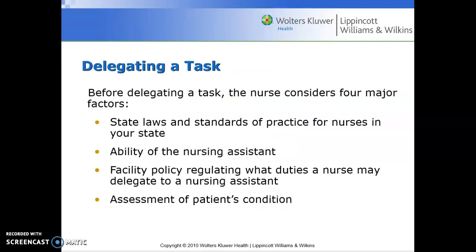Before delegating any task, that nurse should consider the 4 major factors. We need to look at the state laws and standards of practice for nurses in your state. We need to look at the ability of the nursing assistant. We need to follow facility policy regulating the duties a nurse may delegate to a nursing assistant, and we need to assess the patient's condition. We need to make sure that we feel that patient is stable enough that the nursing assistant can actually handle the task.